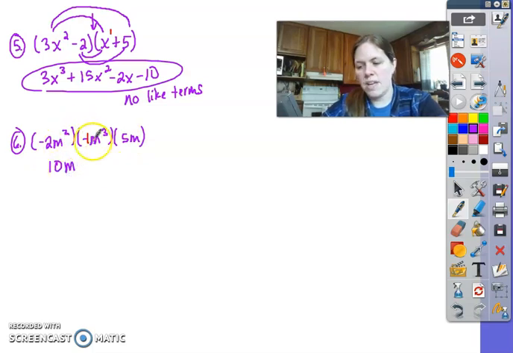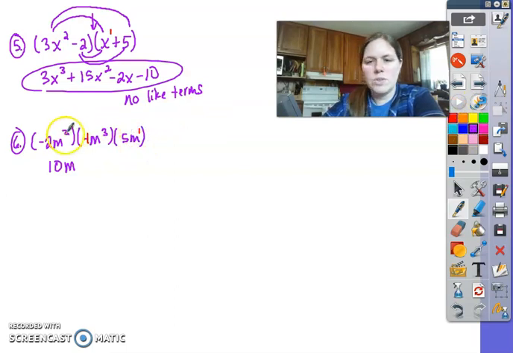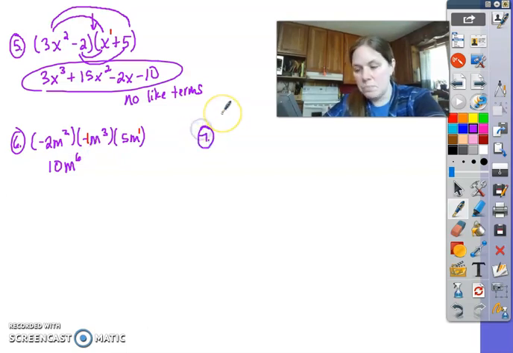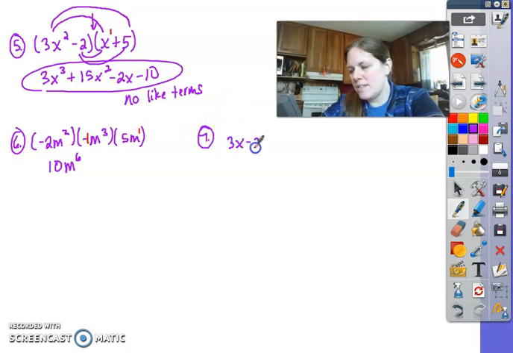I see I have a base of m, that's the number holding onto the exponents. I have m squared, m cubed, and m to the what goes there? Yes, a 1. So 2, 3, and 1 together give you m to the 6th. Now, the only other thing I wanted to talk to you about, we'll call it number 7, since that's what comes next. What if I have 3x minus 2 times x plus 5?